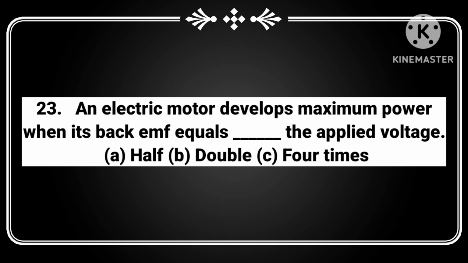An electric motor develops maximum power when its back EMF equals dash the applied voltage. Options: A. Half. B. Double. C. 4 times. And the correct answer is half.